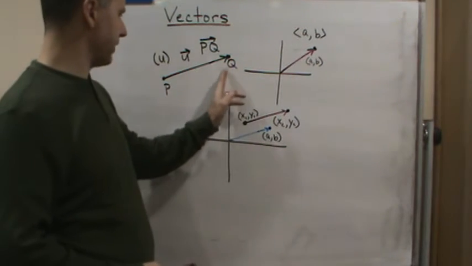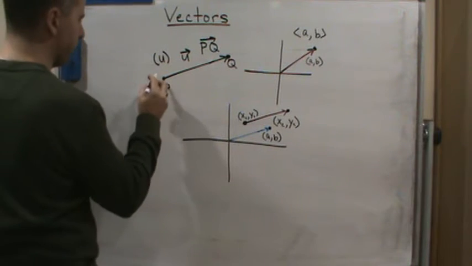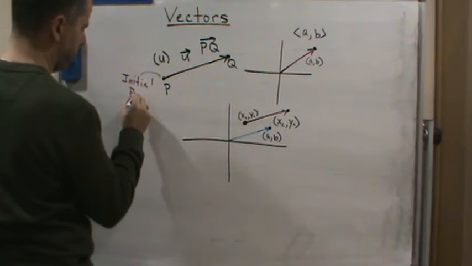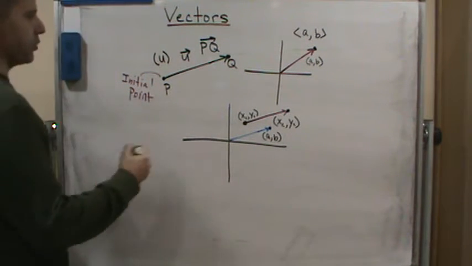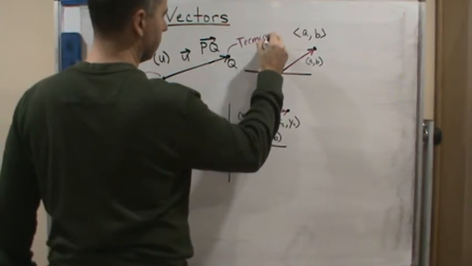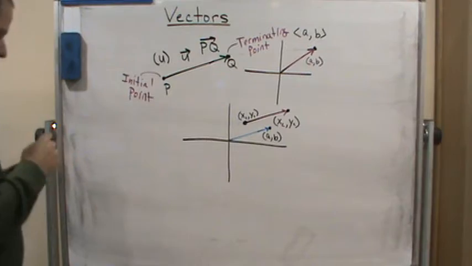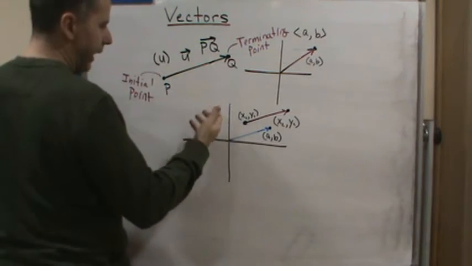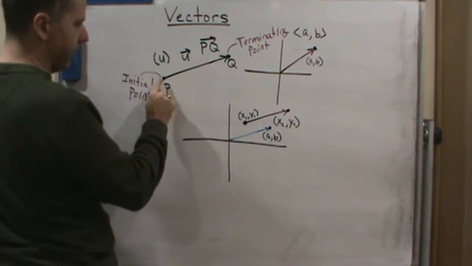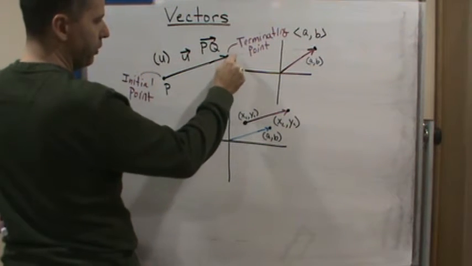So for example, we have this line segment. Now it starts with what we call an initial point, right? So this would be the initial point. Okay, and then a terminating point where the arrow's at. So you draw a vector by drawing an arrow from a beginning point, an initial point, to a terminating point, where the arrow points to the terminating point.